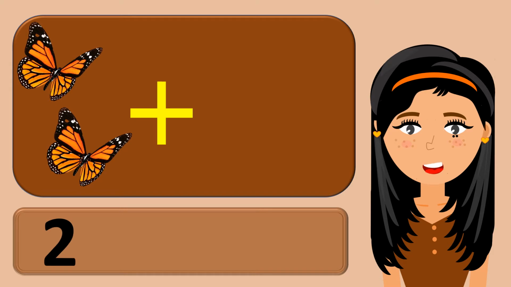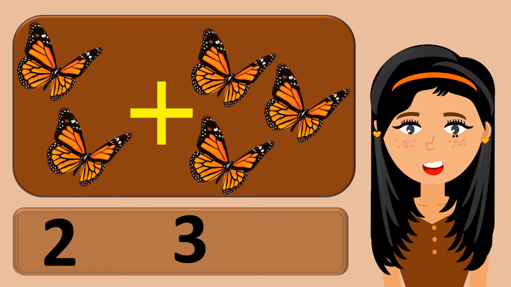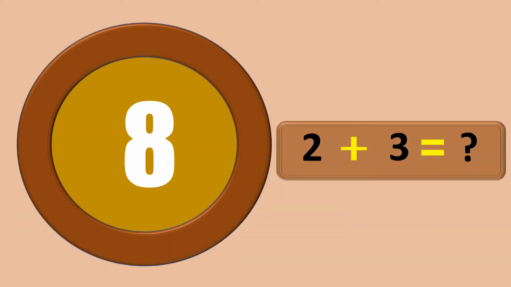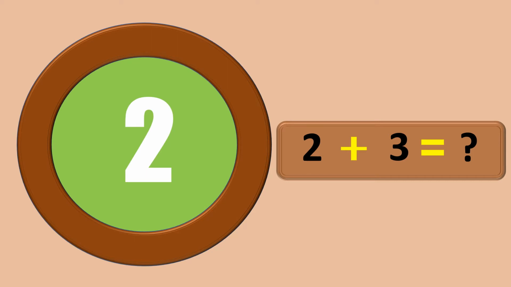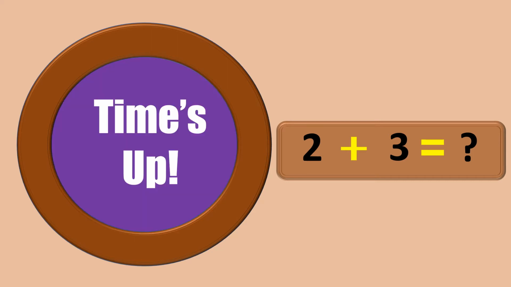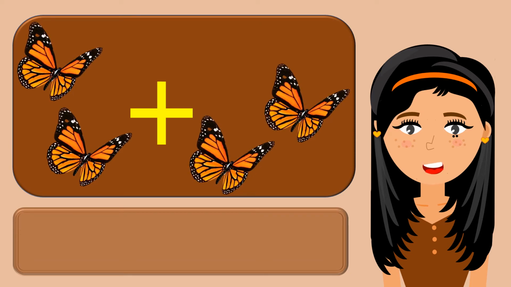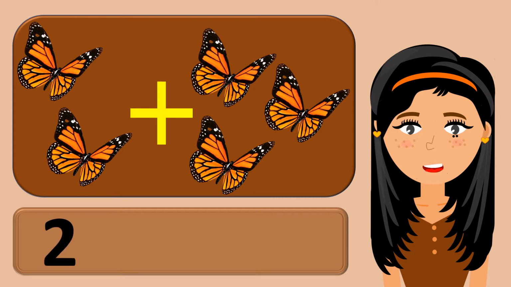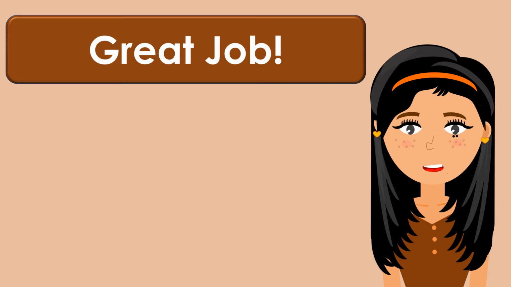1, 2. 1, 2, 3. 2 plus 3 equals 1, 2, 3, 4, 5. 2 plus 3 equals 5. Great job! Let's have the next question.